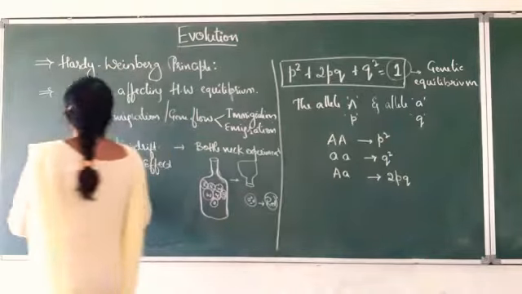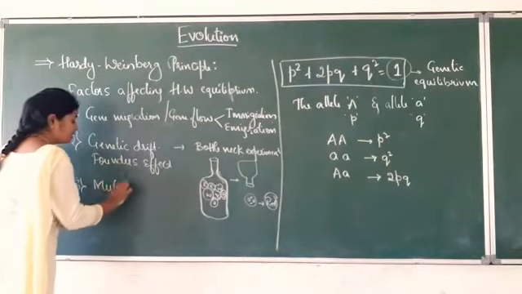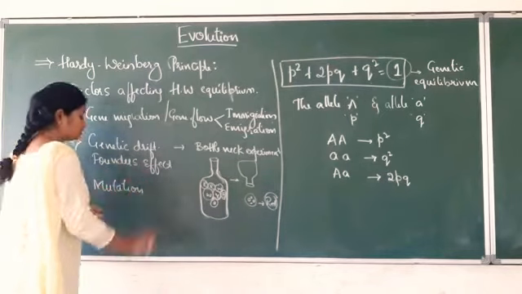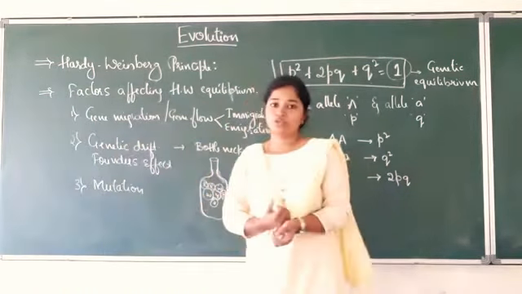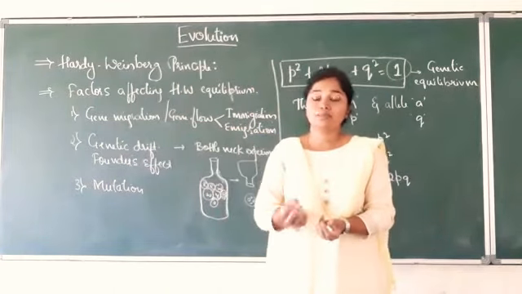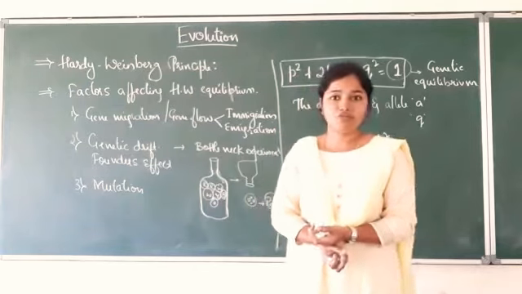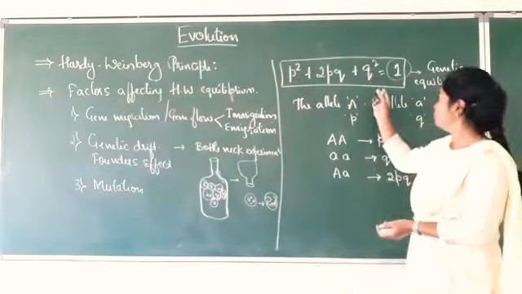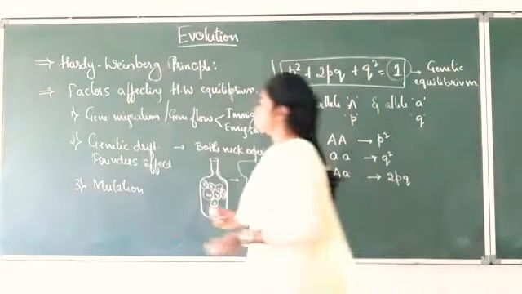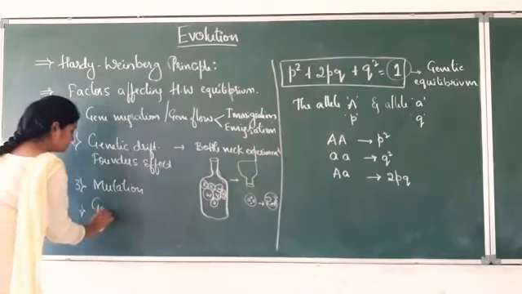So coming to the next one, that is mutation. We have already studied regarding mutation. So what is mutation? The sudden change in the gene is going to result in a mutation, right? So this mutation is the main basic thing which is going to lead to evolution. If the mutation appears, then there won't be a genetic equilibrium. So the next thing is genetic recombination.